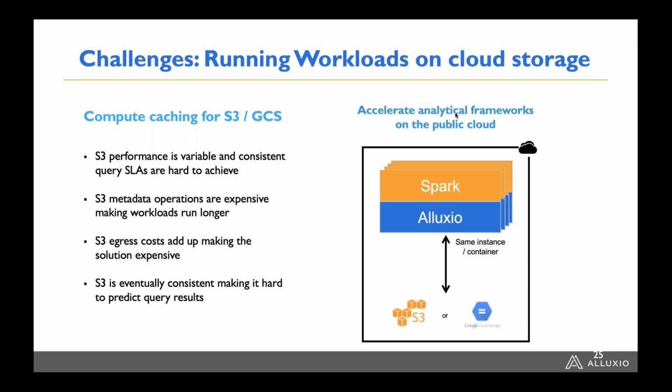For S3, we also see a lot of complaints about eventual consistency. So Alluxio provides its own metadata service to enforce strong consistency across files in the file system. So it can hide the eventual consistency from the applications.